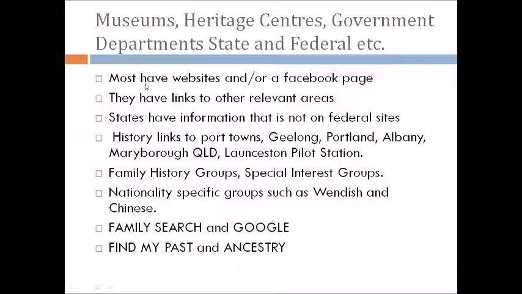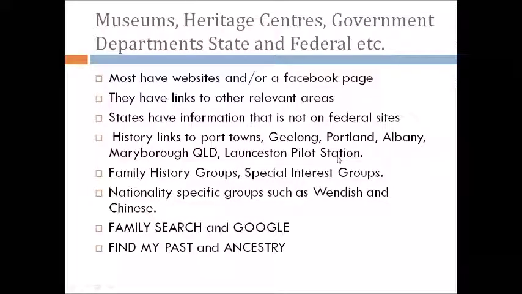Then you've got museums and heritage centres and government departments, they've all got websites, they've all got Facebook pages, they have links where you can go to other relevant areas. If you look at the port towns, they've got lots of information. Type in Geelong Port, type in Geelong Historical Society, Geelong Library, Geelong Museum. Put random words together. Remember that things changed names.